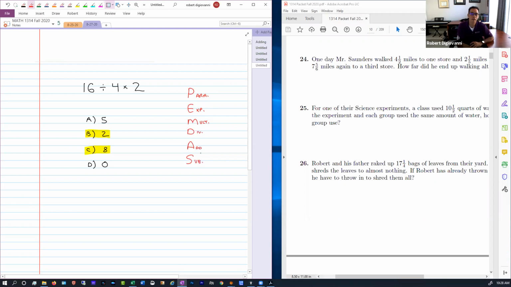Okay, continue, Sammy. So I multiplied first. You multiplied the 4 times 2 first, which gave you 8. So you had 16 divided by 8, and that gave you the result of 2. Makes perfect sense. Somebody who answered part C, want to explain what they did?